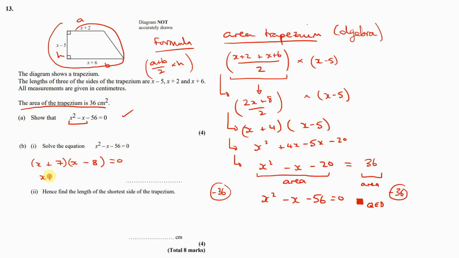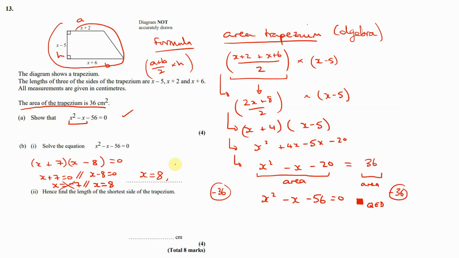So therefore, x plus 7 equals to 0. So then x equals to -7. Or x minus 8 equals to 0. Therefore x equals 8. Got to make a decision here. Well, this does not make sense. We can't have a length of -7, can we? Because if we substitute this back in, -7 plus 2, that's -5. We cannot have a length of that, so we want to say x equals 8.